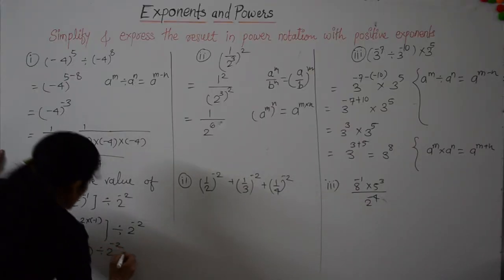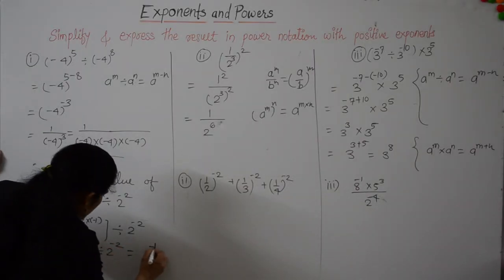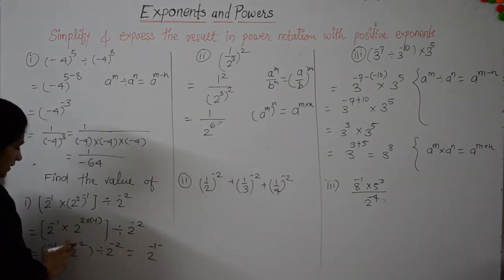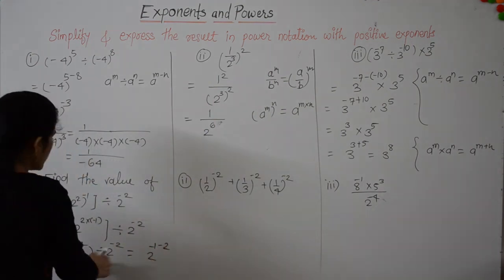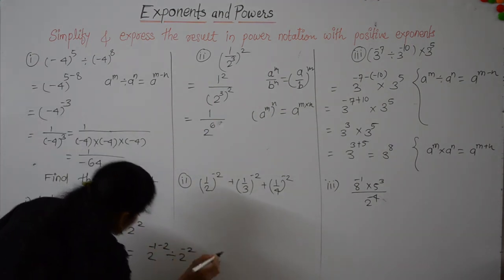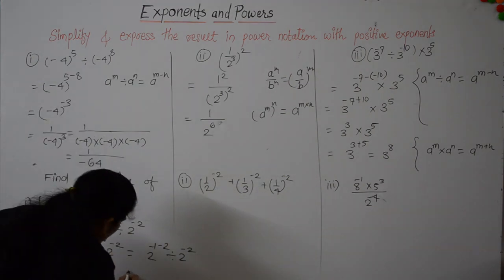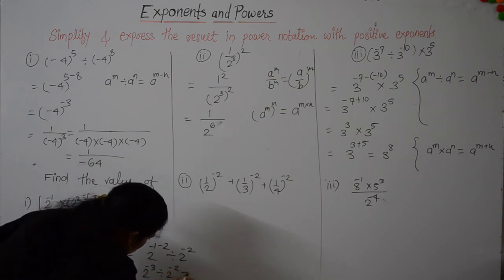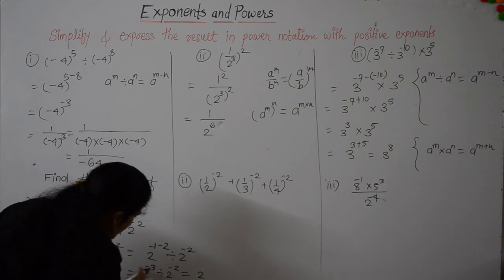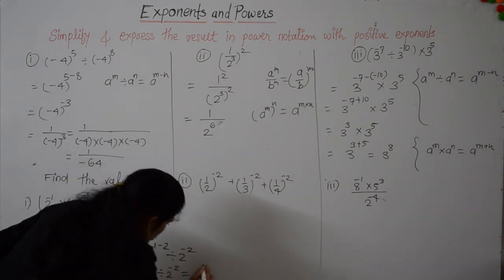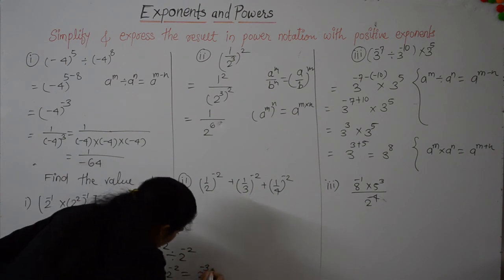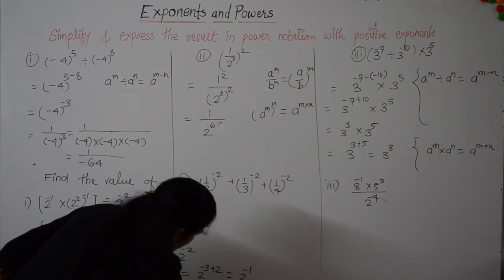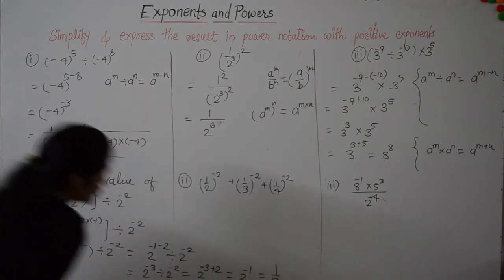Again there is a multiplication, so use the product law. 2 raised to power minus 1 plus minus 2, here minus 2 plus minus 2, so it is minus 2, divided by 2 raised to power minus 2. Now this is equals to 2 raised to power minus 3 divided by 2 raised to power minus 2. Again use the quotient law, so minus 3 minus of minus 2, so plus 2. So minus 3 plus 2 is 2 raised to power minus 1. 2 raised to power minus 1 you can write as 1 upon 2.